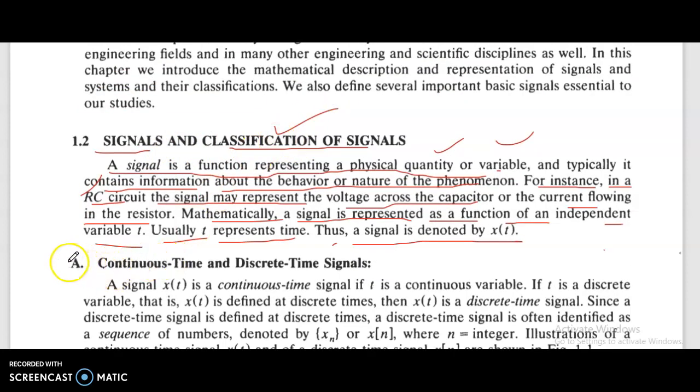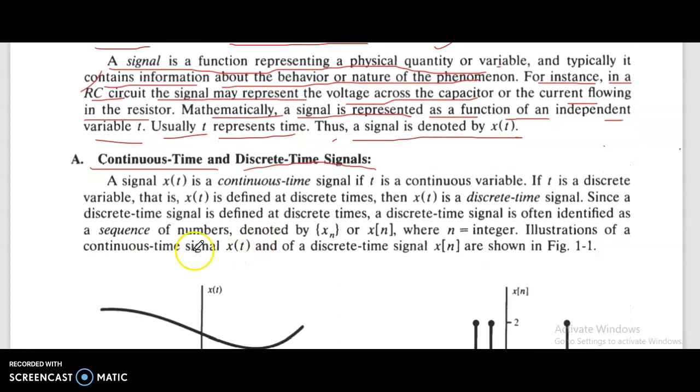Classification of signals: the first one is continuous time and the second one is discrete time signals. A signal x of t is a continuous time signal if t is a continuous variable. If t is a discrete variable, that is, x of t is defined at discrete times, then x of t is a discrete time signal.